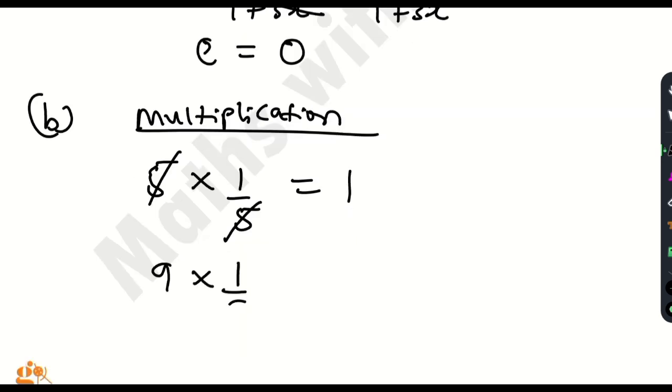Let's pick another example. 9 times 1 over 9. If you multiply this, you are going to get 1. So you see, we get back the identity element.